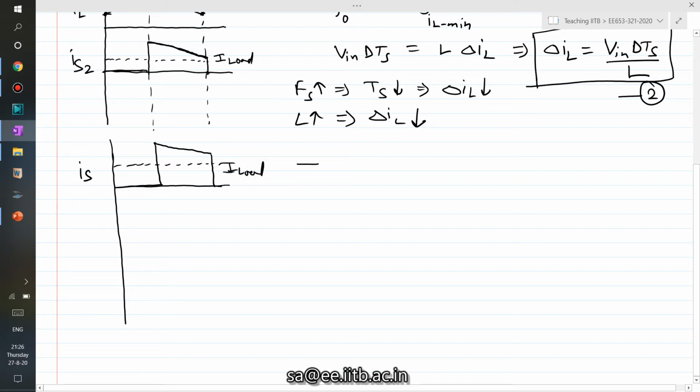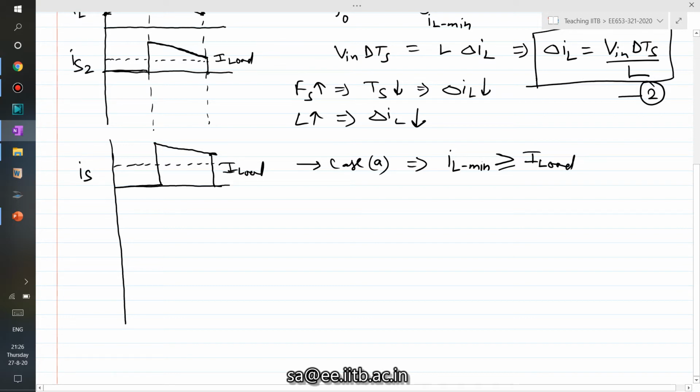This is case A. What is case A? We can quantify it, and we can say that this point is IS min, which is also equal to IL min. So IL min, the minimum value of inductor current, is greater than or equal to the load current. This is one of the cases.